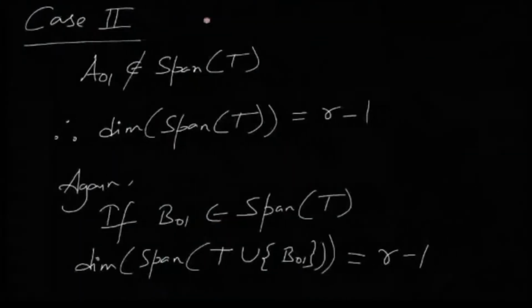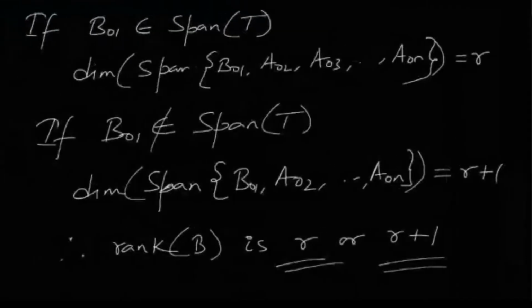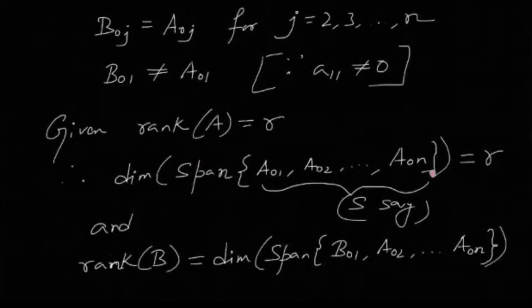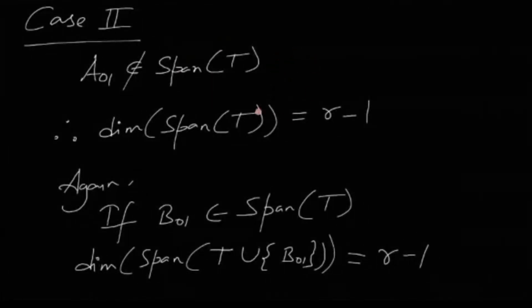Case 2: if A01 does not belong to the span of T, then the dimension of the span of T must be R minus 1. Because ultimately the dimension of the span of S, the subspace created by this entire set, is R. Now, if A01 doesn't belong to the span of T, it must have dimension R minus 1. Otherwise, if it has R, then it doesn't make sense because A01 contributes something, it has its own importance. So it has to be R minus 1.